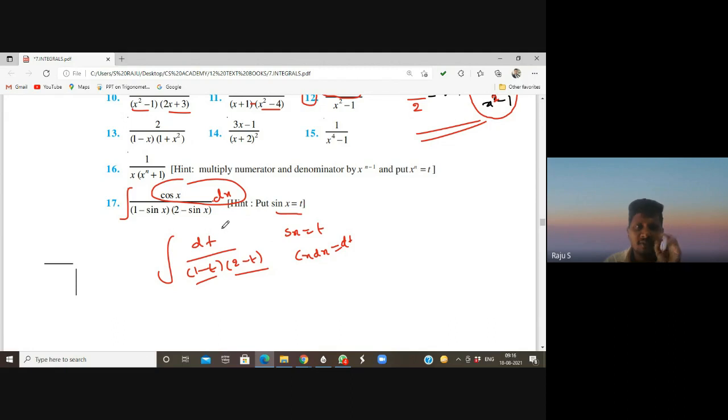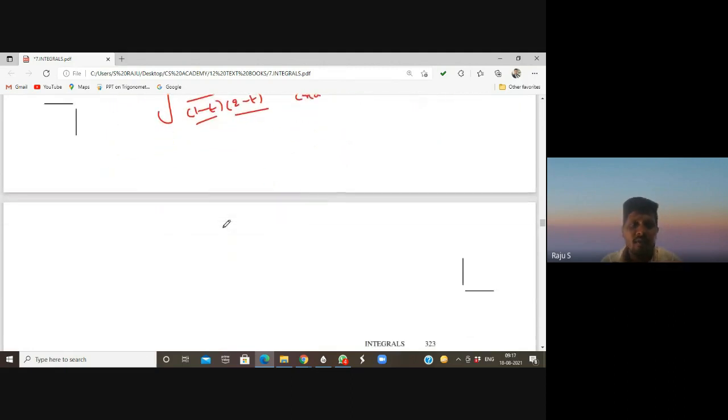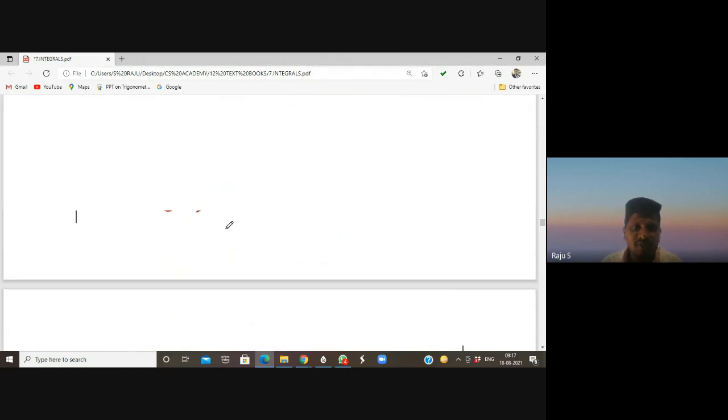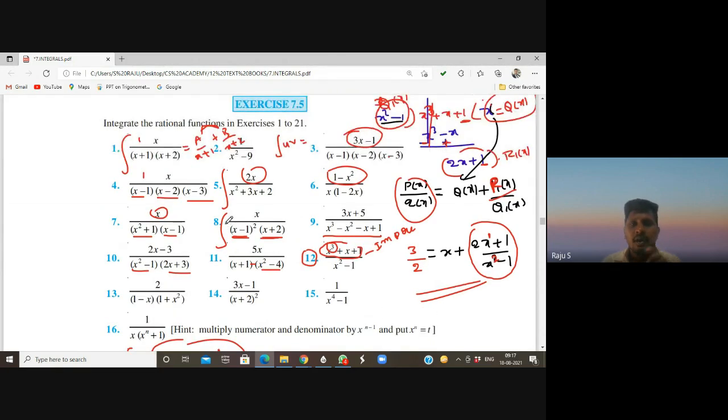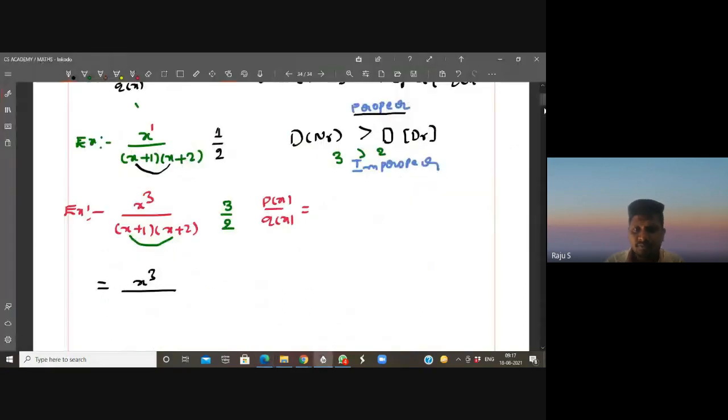Whenever you want to apply partial fraction, it should be an expression of linear and quadratic terms. It should not depend on any other inverse trigonometric, logarithmic, or e power x functions. So partial fraction cannot be applied for any function other than linear and quadratic expressions. Okay, students, let us do it.